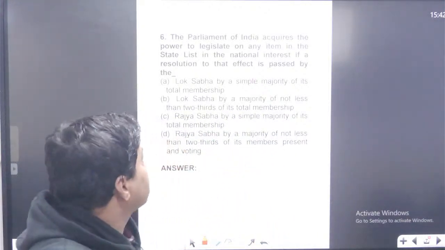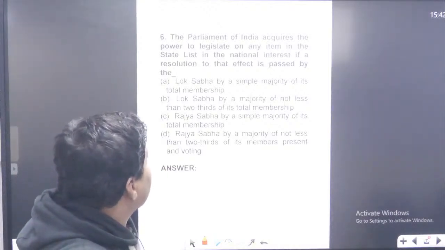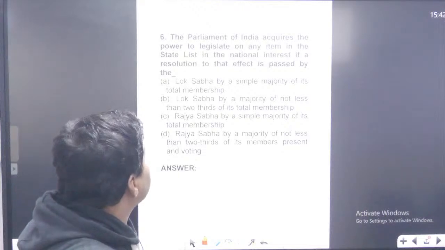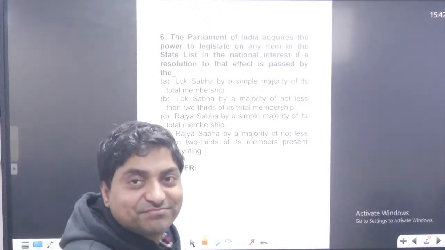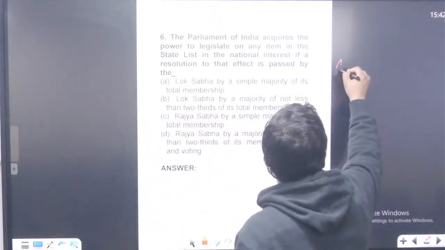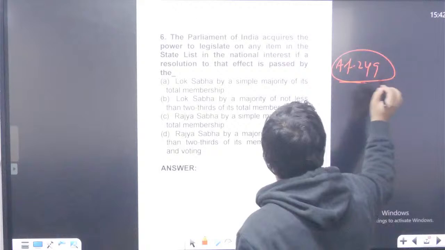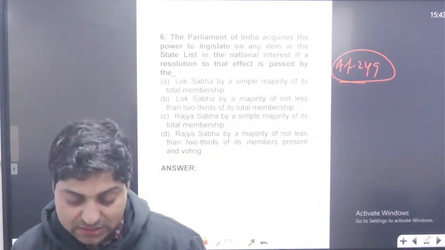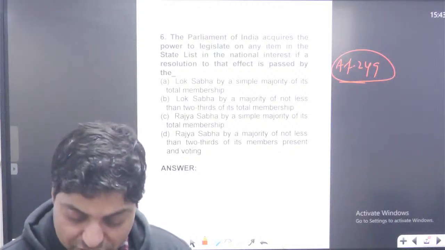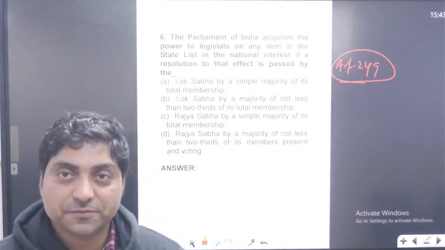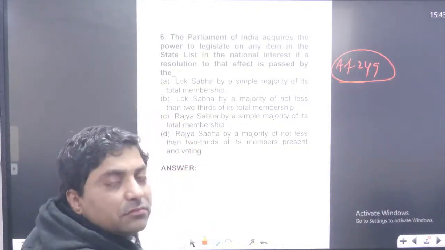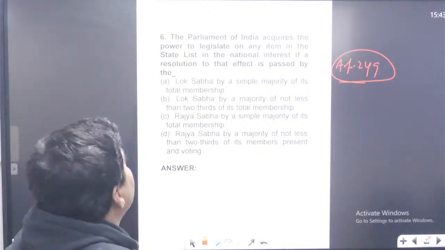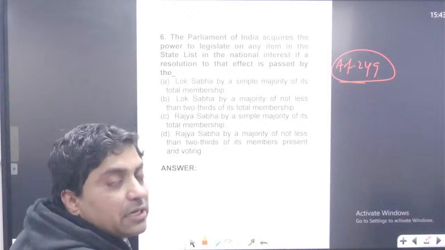Here, the Parliament of India acquires the power to legislate on any item in the state list in the national interest if a resolution to that effect is passed by whom? The Lok Sabha or the Rajya Sabha? Yeah, this is Article 249 of the Indian Constitution. It says, if the Rajya Sabha passes a resolution with a special majority, then the Parliament of India automatically acquires power to legislate on any item in the state list.